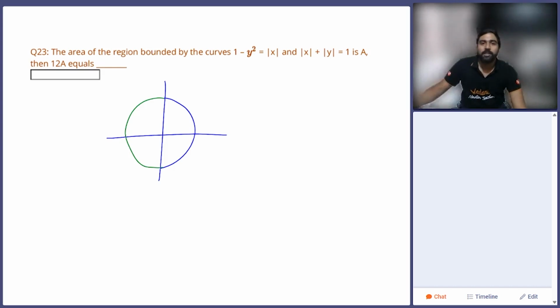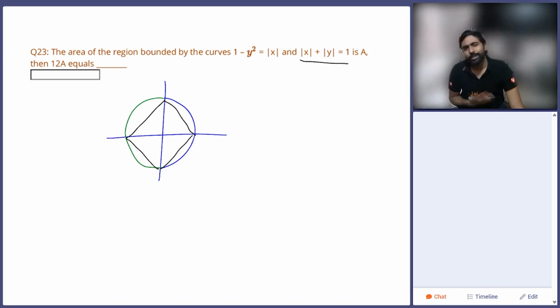And then along with that, you have another curve, mod x plus mod y equal to 1. So that's basically these 4 lines. So this is the structure, and you need to find the area bound between these curves. That is, this particular region is what we are looking for. Basically all 4 places.